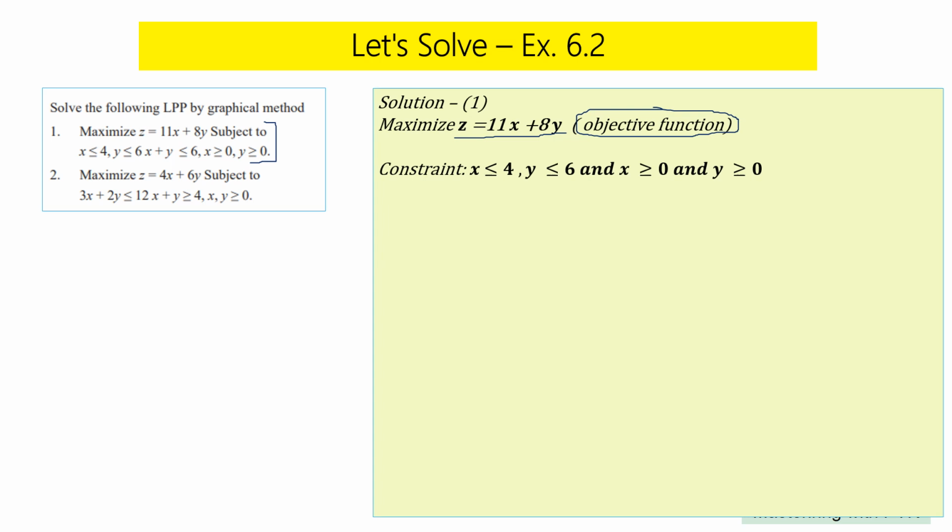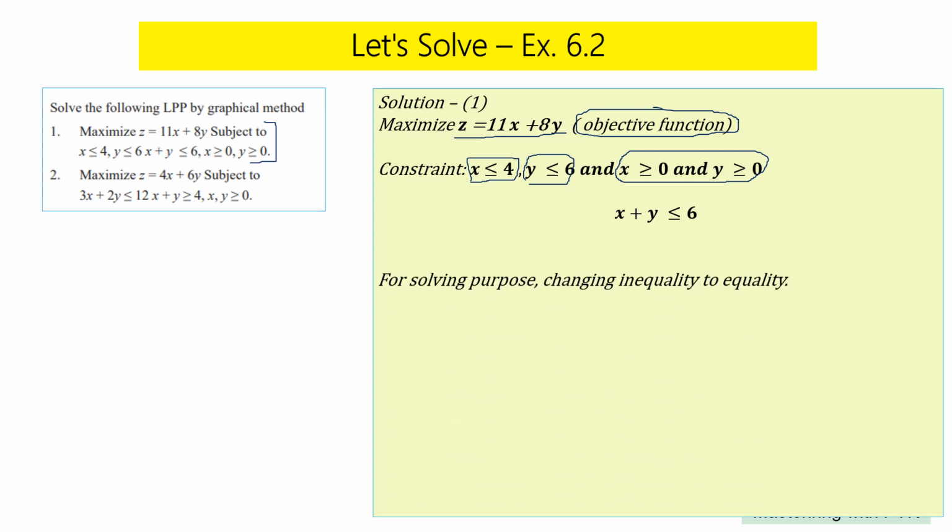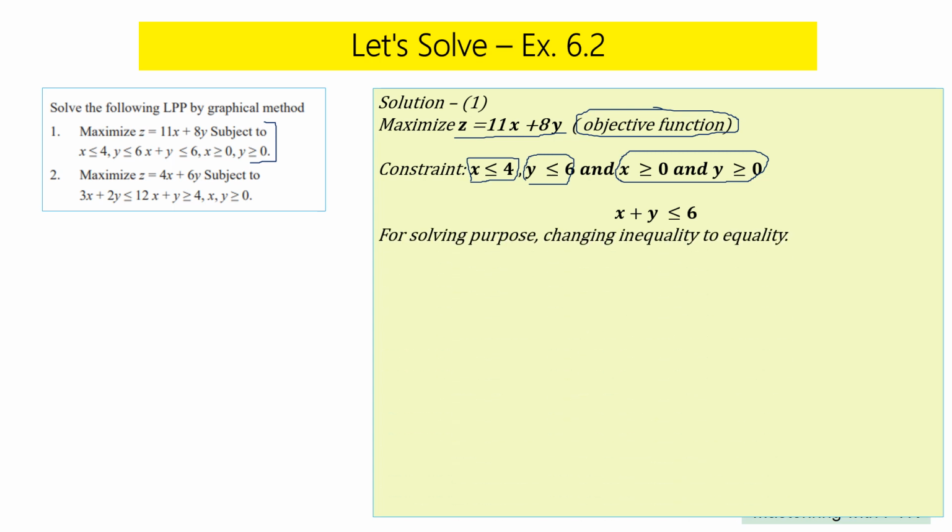So here the constraint is that x is always less than or equal to 4. y has to be less than or equal to 6. The other conditions are that x and y are positive, that is x is greater than or equal to 0. We have been given an equation x plus y is less than or equal to 6. We solve by changing the inequality to equality. It becomes x plus y equals 6.